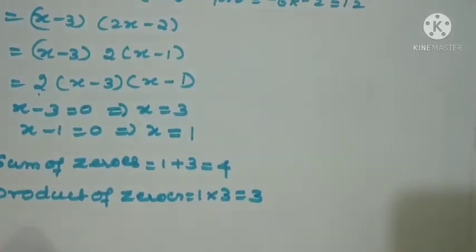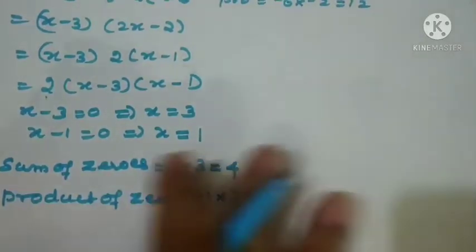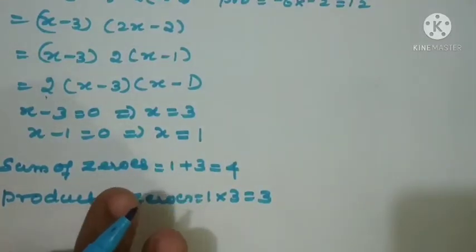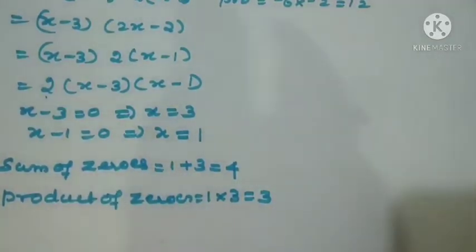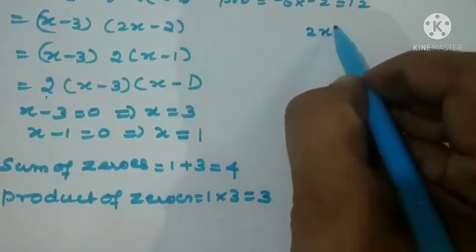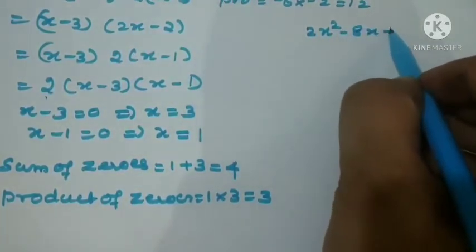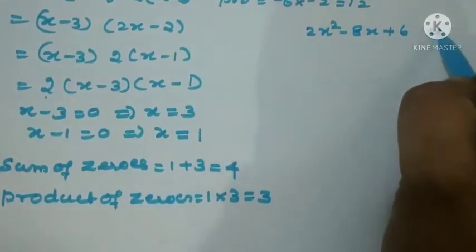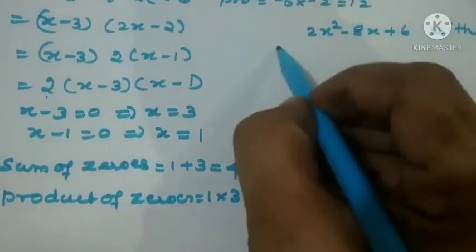So this part is over. Now what is the next part? We should show that there is a relationship between the zeros and the coefficients. So what I should do here is compare 2x² minus 8x plus 6 with the general form, or the standard form.